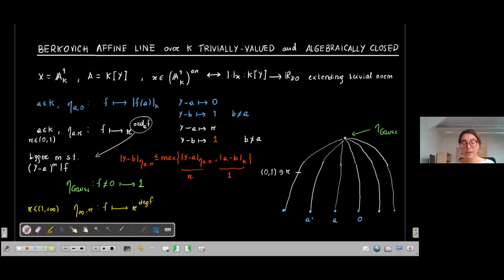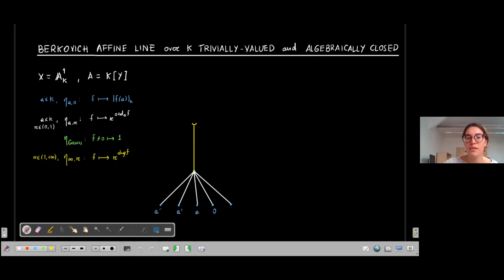And so again, here, if we fix R to be equal to 1, you will see that we get back the Gauss norm. So this infinite ray that we are adding in our picture is a ray that is attached to the Gauss point. It goes up until infinity. So here we are on element A, R between 1 and plus infinity. Okay, so just to sum up, this is the picture that we get.